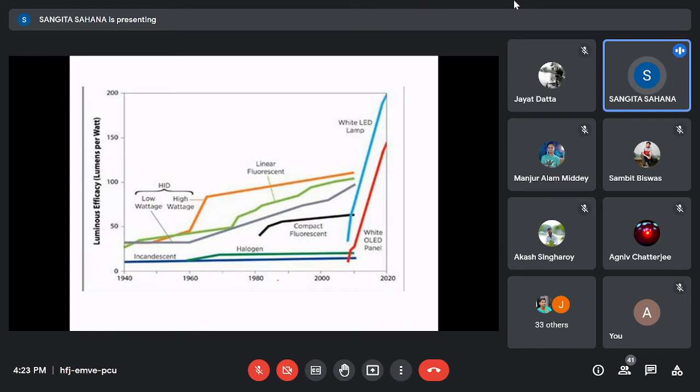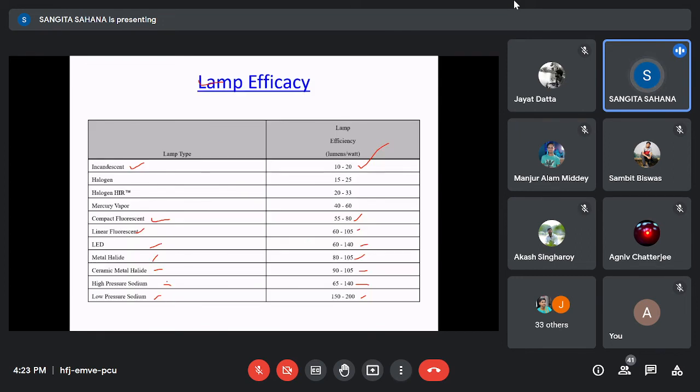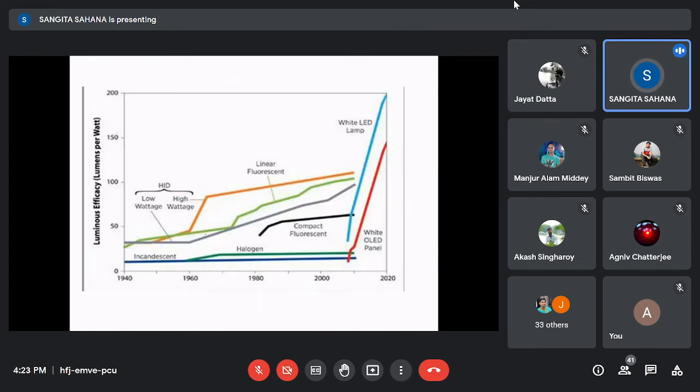So this is just an idea about the luminous efficacy over the years. You can see nowadays, of course, the low pressure sodium vapor is not shown here. Nowadays we use LED in almost all applications because it's more energy efficient as compared to the other fluorescent or halogen, mercury vapor, metal halide, etc. Okay, this is another, white OLED panel. You know about the OLED TV, OLED screen. So here also the efficacy is very high.